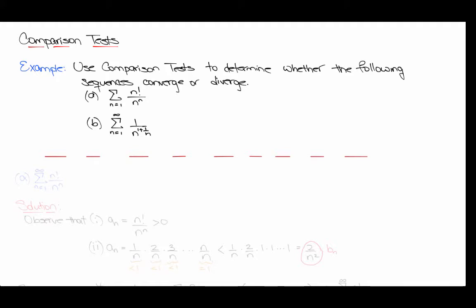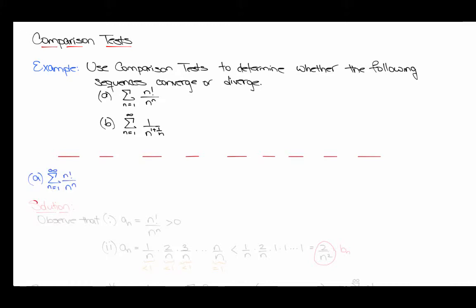So let's take a look at a couple of examples, one with the comparison test and one with the limit comparison test. We want to look at two series: the sum from n equals 1 to infinity of n factorial over n to the n, and the sum from n equals 1 to infinity of 1 over n to the 1 plus 1 over n. So let's look at the first one.